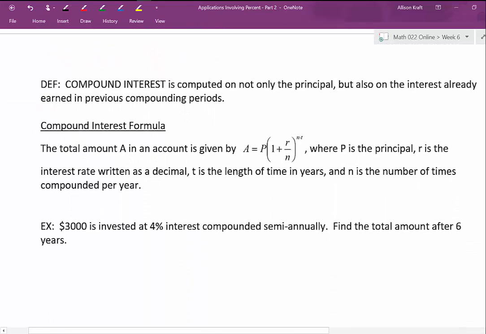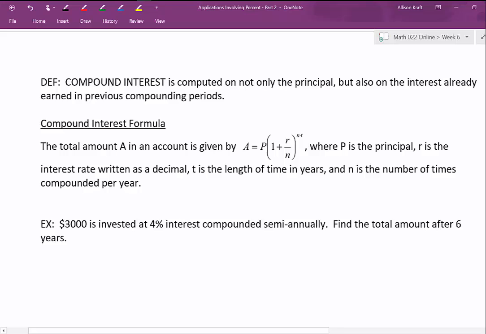The other type of interest we're going to discuss is called compound interest. Compound interest is computed not only on the principal, but also on the interest already earned in previous compounding periods. So you pay interest on the interest.